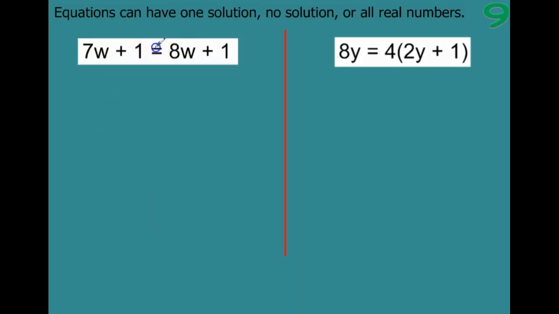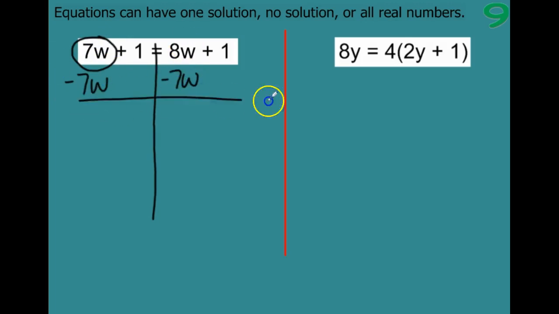Alright, 2 more like this. We have letters on both sides. I'm going to move the smaller one. I'm going to subtract 7w. If you move the 8w, you'll get the same answer in the end. You'll just have a negative instead of a nice positive 1w here. And we have plus 1.